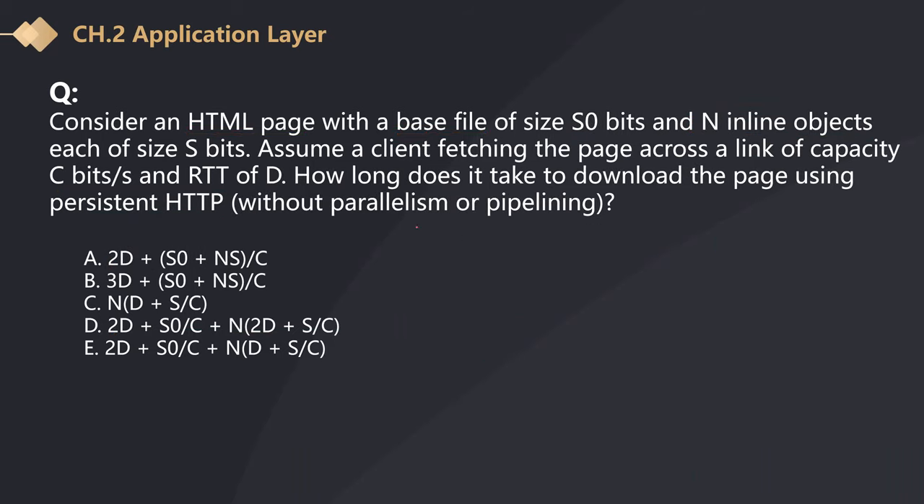And come to here, same scenario, but we use persistent HTTP. So it's asking about the difference between non-persistent and persistent HTTP. So what is persistent HTTP? Do you still remember the keep-alive header in our request? That indicates we want to build a persistent HTTP. So we will keep the TCP connection after the first request.